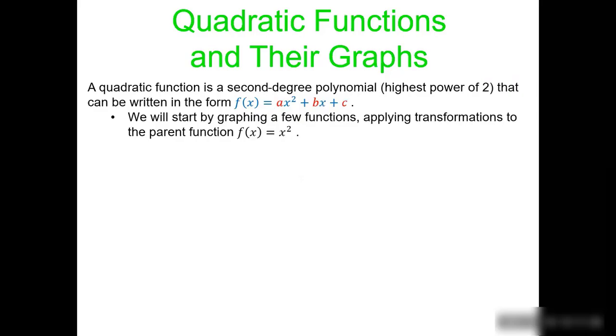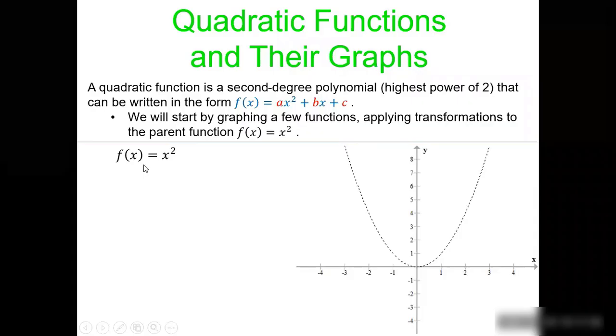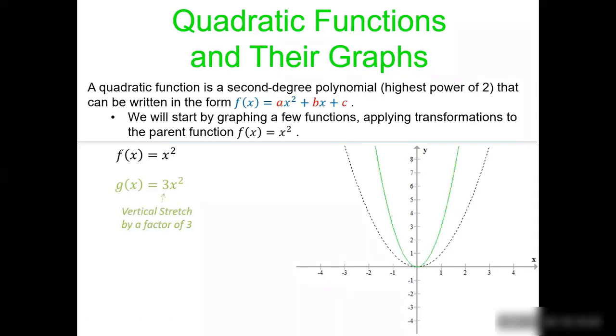So we're going to start by just graphing a few functions, applying some transformations to our basic graph of f of x equals x squared. So let's start off with what happens when we graph 3x squared, or g of x equals 3x squared. Remember that what that's going to do is multiply each of our outputs by 3, therefore stretching the graph vertically by taking each point on my graph and stretching it 3 times as much, which is why we end up getting a graph that looks a bit thinner.